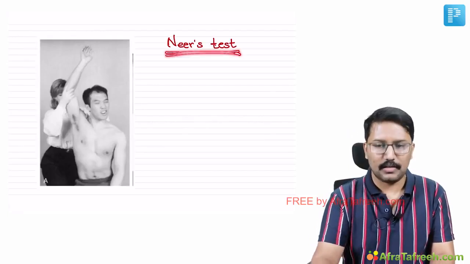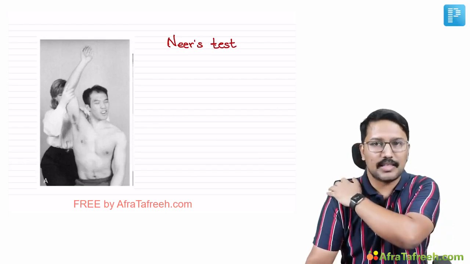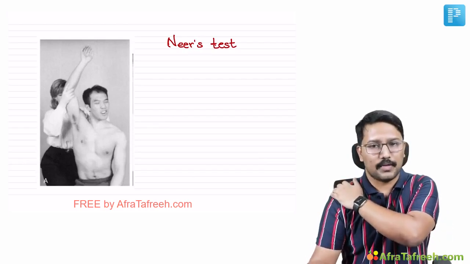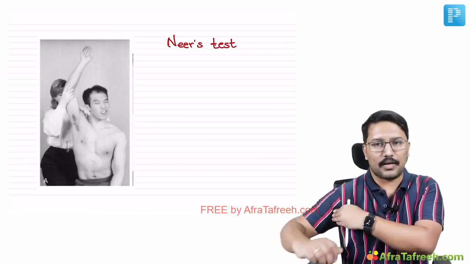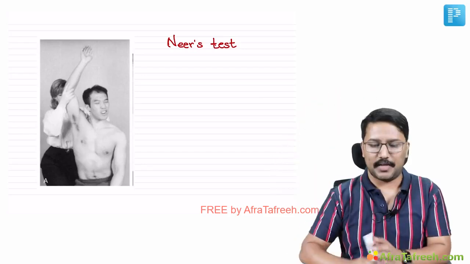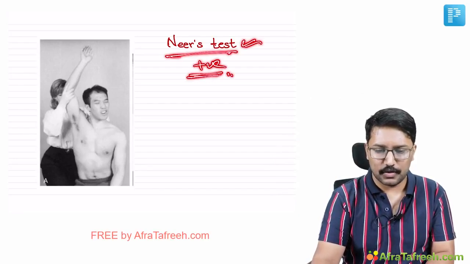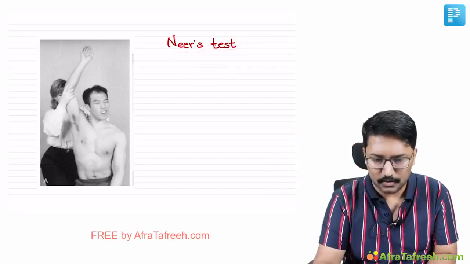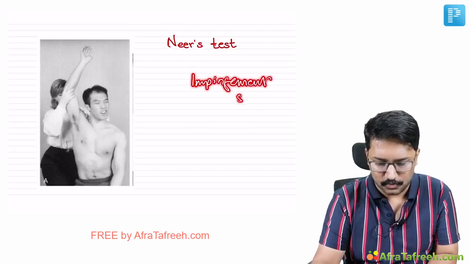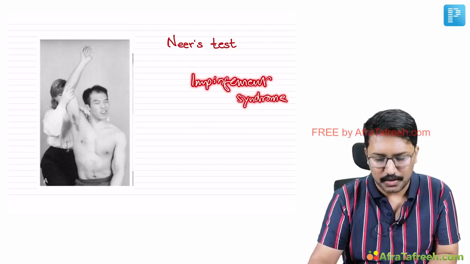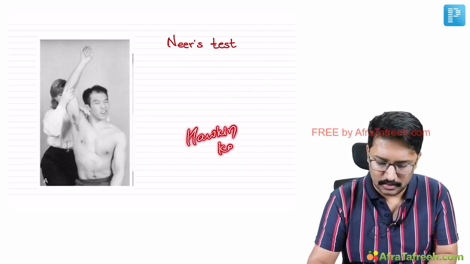Now, what is being demonstrated here? The Neer's test is the one being demonstrated here. The examiner is stabilizing the patient's scapula and then abducting the arm. The internally rotated arm is being abducted, and if that precipitates shoulder joint pain, the Neer's test is positive. Where do we use the Neer's test? We use the Neer's test for diagnosis of impingement syndrome. The alternative test is the Hawkins-Kennedy test.